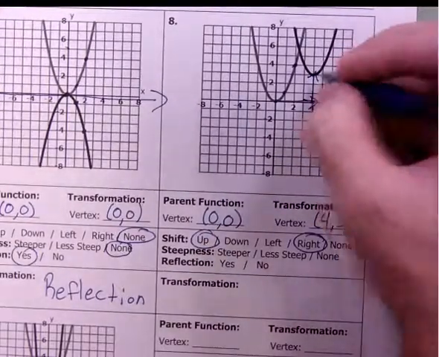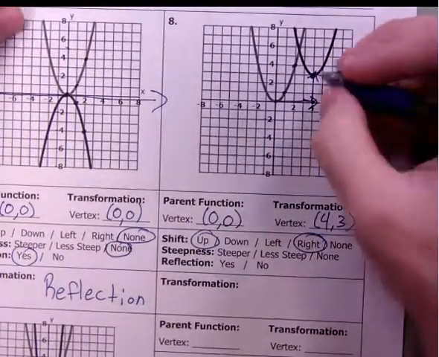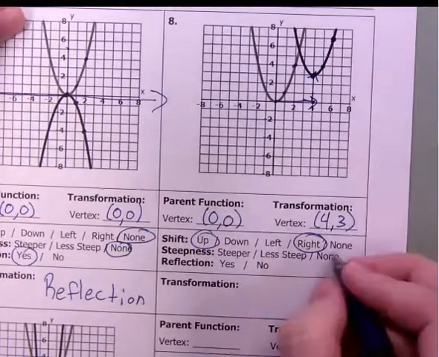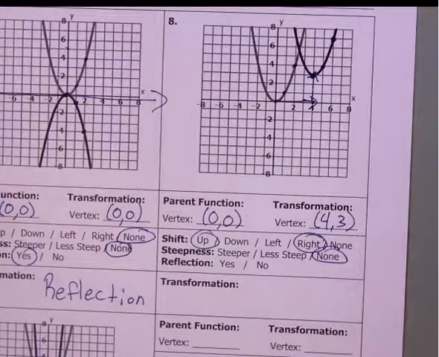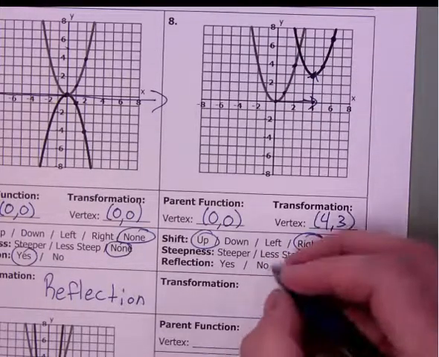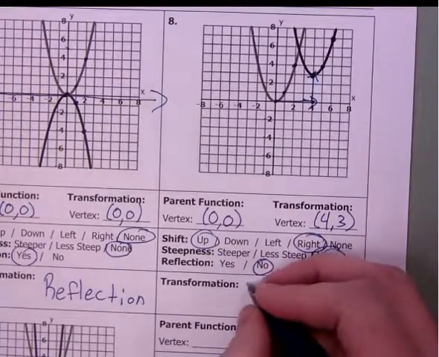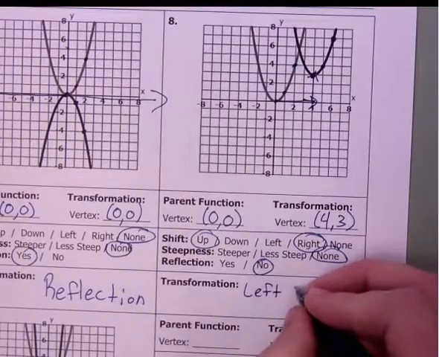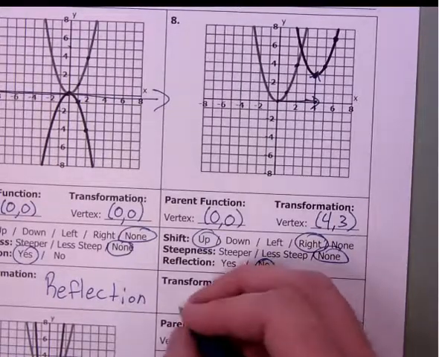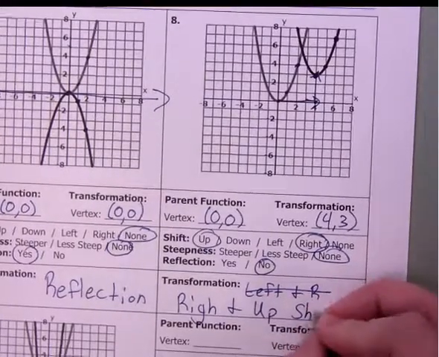Now, we have to determine if the steepness is the same. So there is our 0, 0 vertex. We go over 1, up 1. We're still on the line. We go over 2, up 4. Also still on the line. So our steepness is not changing, it's staying the same. Both of our graphs are opening upward, so there is no reflection. So as far as a transformation, we had a right and up shift.